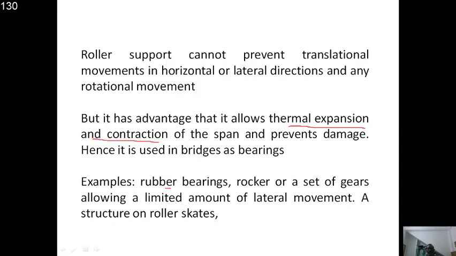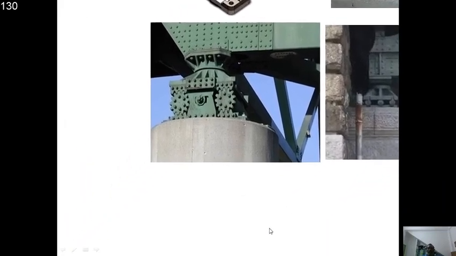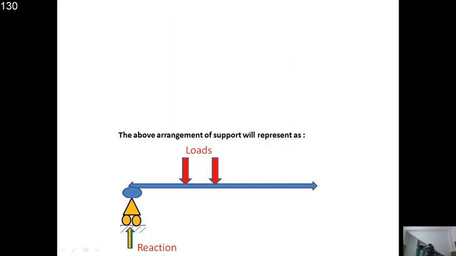Hence rubber bearings, rockers, and roller skates allow a limited amount of lateral movement in structures. Roller skates, right? So this is the structure, so you can understand it better. It has the roller arrangement, and this is how the structure behaves in engineering mechanics.